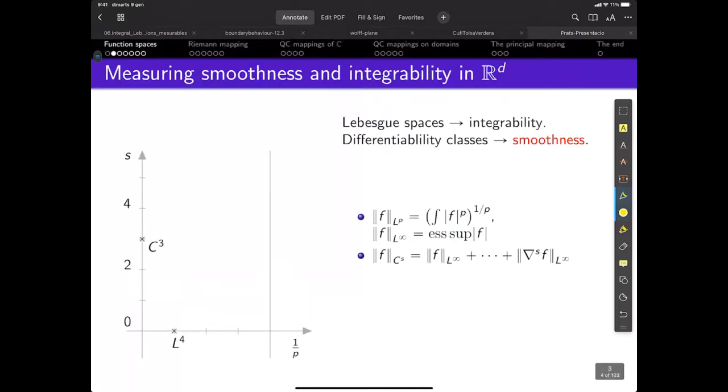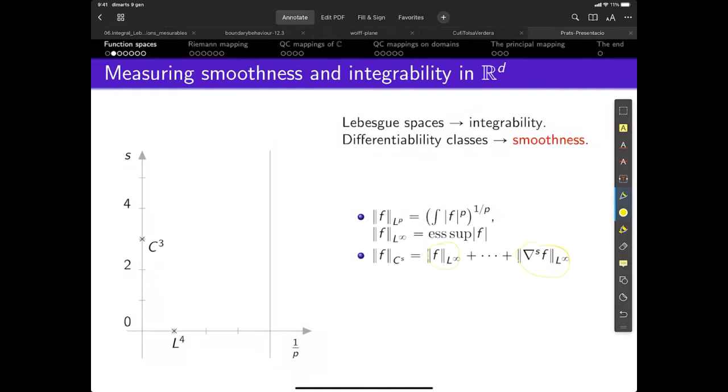Now in the vertical direction, we will put smoothness. We measure smoothness essentially with differentiability classes, C1, C2, C3, and the norm that is associated to this space is just adding the last available derivative. For instance, C3 is the L infinity norm of the third derivative with all the infinity norms of the previous derivatives, up to the original function.